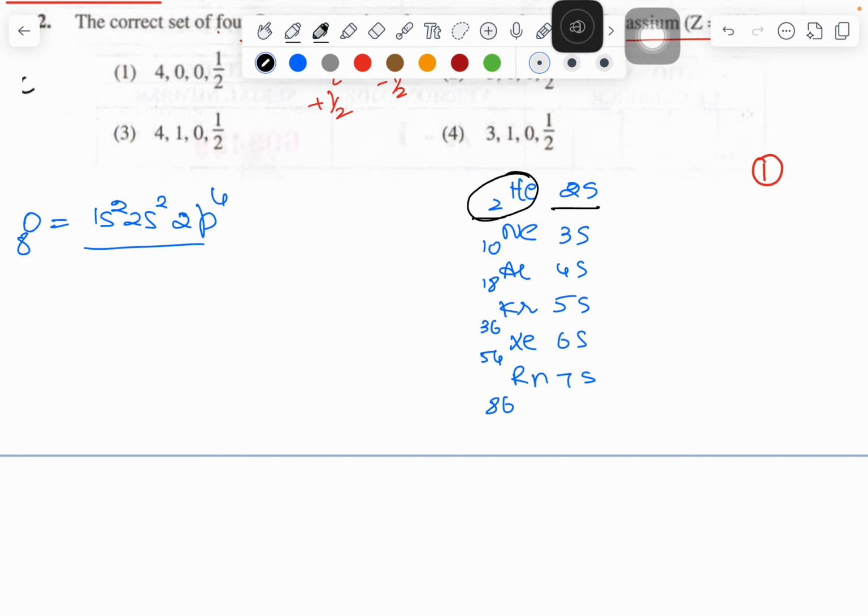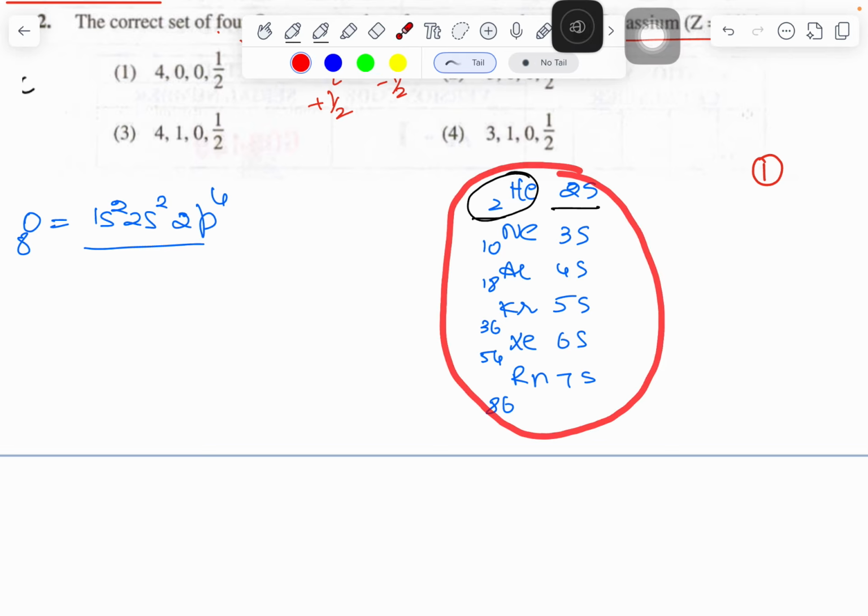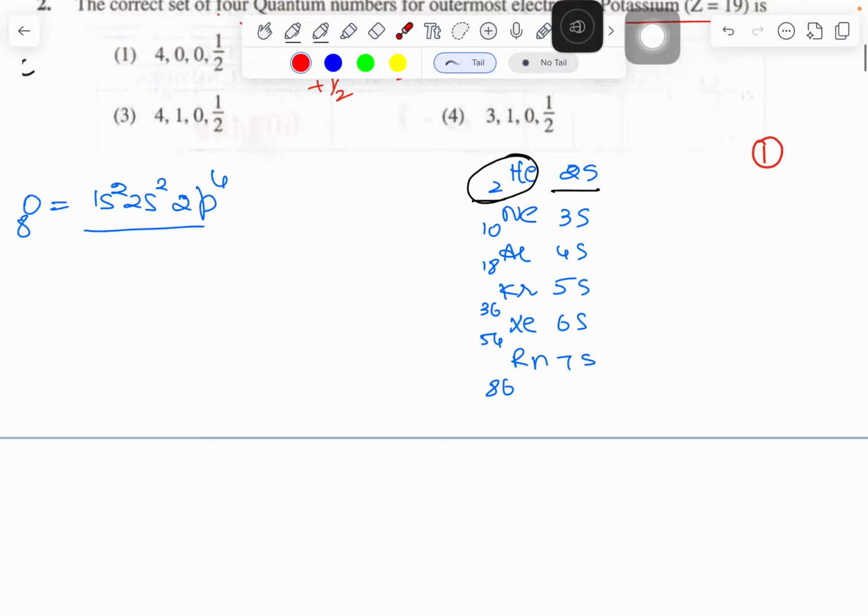Now with the help of these noble gas configurations, how can I write an electronic configuration? It is in this way. You just see where 8 comes. Before 8 the value is 2. You can't write 10 because it exceeds 8. So you can write the helium 2 configuration.